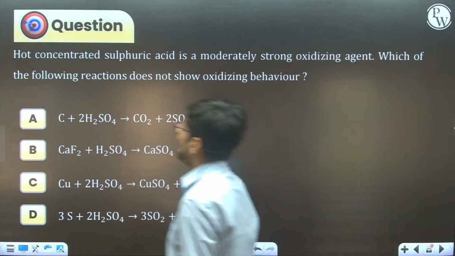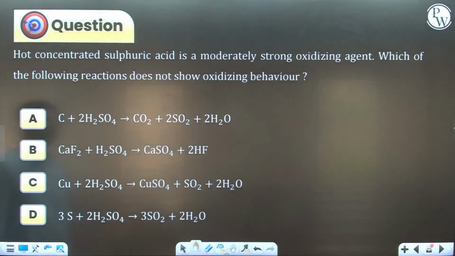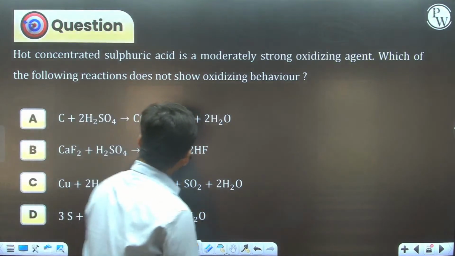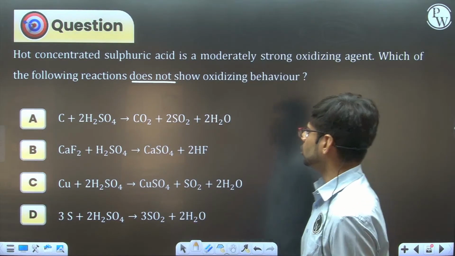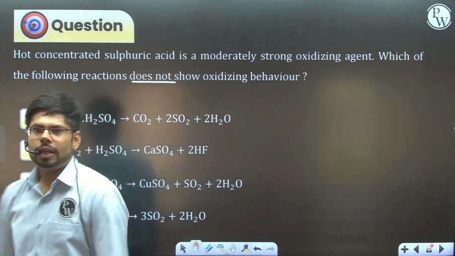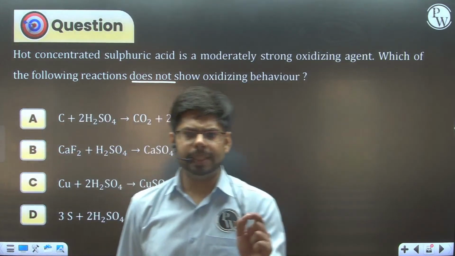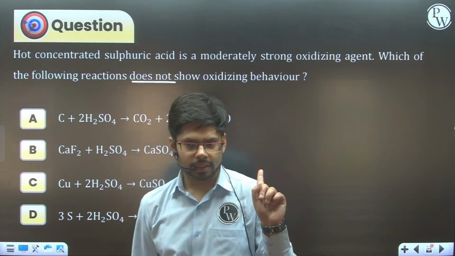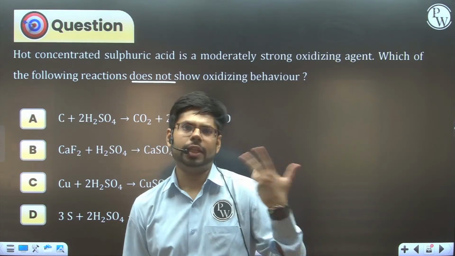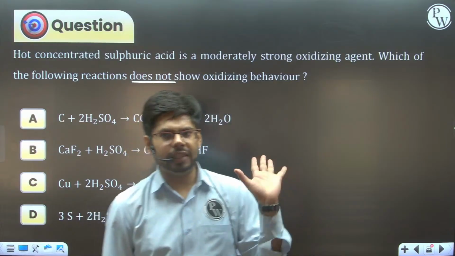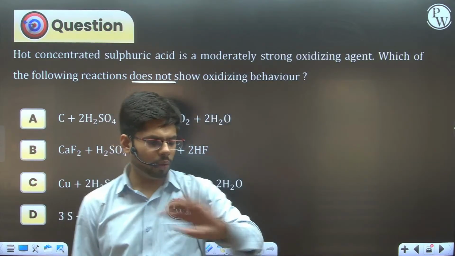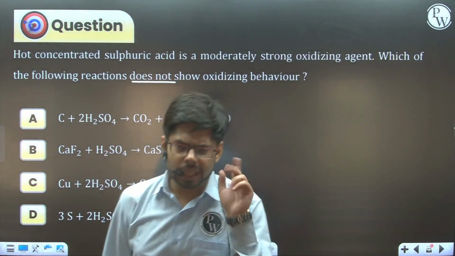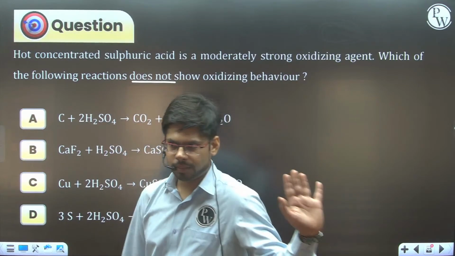Next. Hot concentrated sulfuric acid is a moderately strong oxidizing agent. Which of the following reactions does not show oxidizing behavior? Be careful, it does not show oxidizing behavior. If we have an acid-base reaction, it can never be redox. Keep this point in mind so that you don't have to check the oxidation states of the elements involved. Any acid-base reaction is never redox, which means there is no oxidation, there is no reduction.